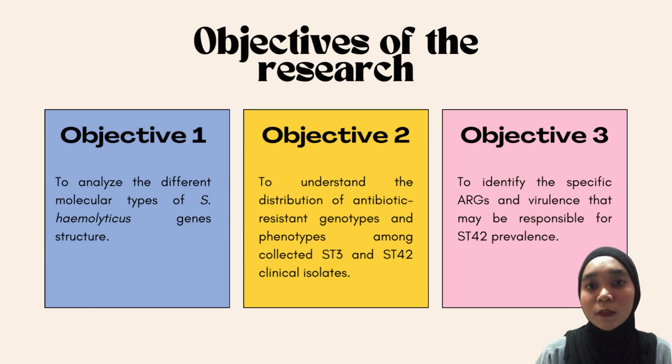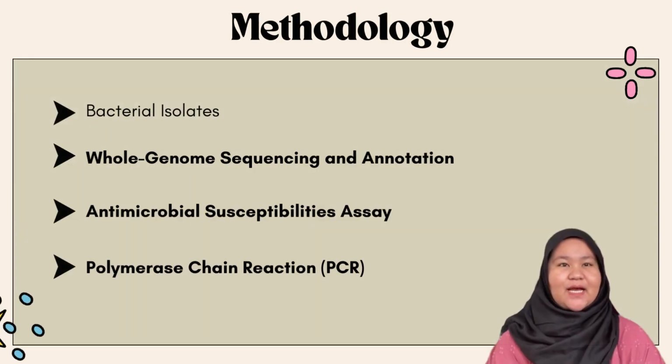Secondly, to understand the distribution of antibiotic-resistant genotype and phenotype among collected ST3 and ST42 clinical isolates. Thirdly, to identify the specific antibiotic-resistant genes and virulence factors that may be responsible for ST42 prevalence. This is the article's list of procedures, but only 3 significant methods will be explained.